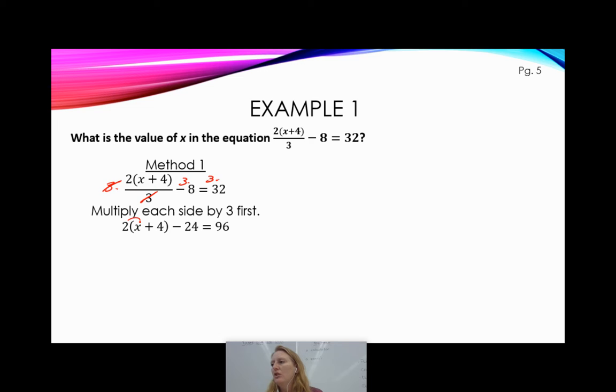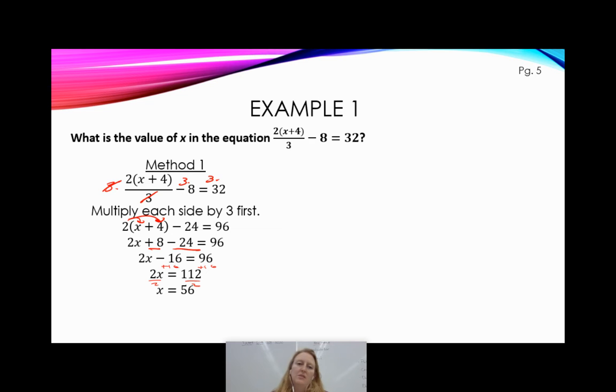I'm going to go ahead and distribute the 2. 2 times x is 2x. 2 times 4 is 8. I'm going to combine my like terms, right? A positive 8 and a negative 24 together gives me a negative 16. And at this point, you guys have done this a million times. I'll add 16 to both sides, right? So I get 112. And then, of course, I will divide both sides by 2.